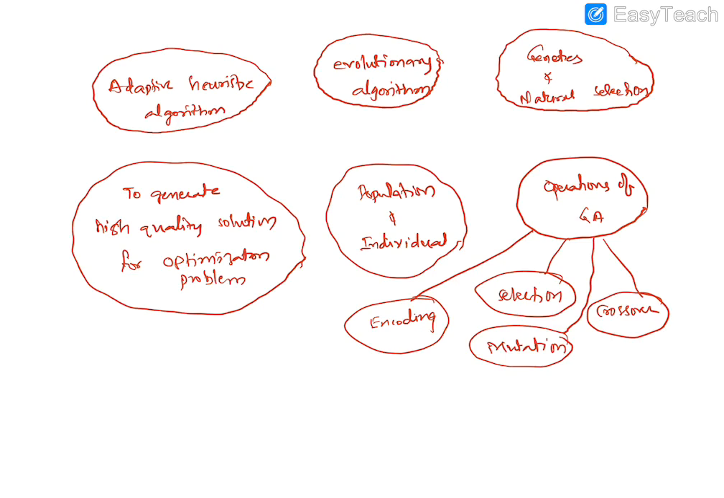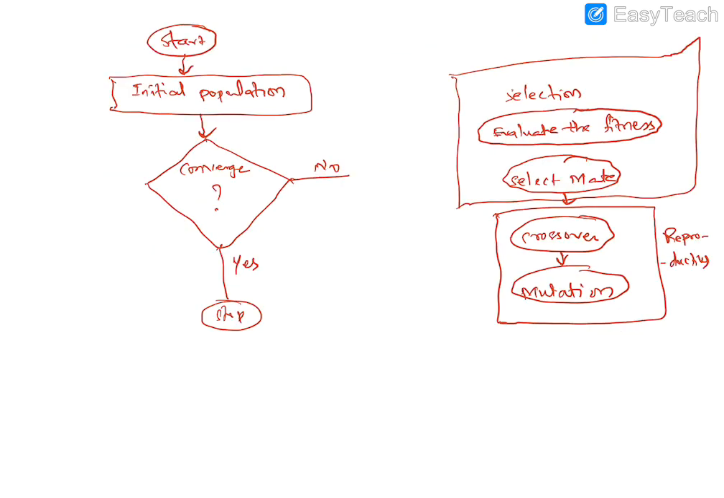Whenever we continue with our topic, what is the topic? Genetic algorithm. If you see this, what is this? This is a flow chart. Flow chart for genetic algorithm.